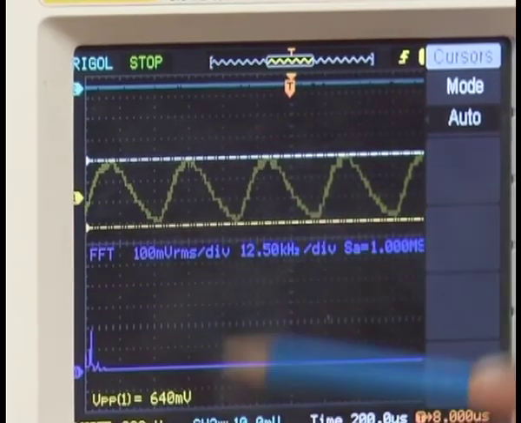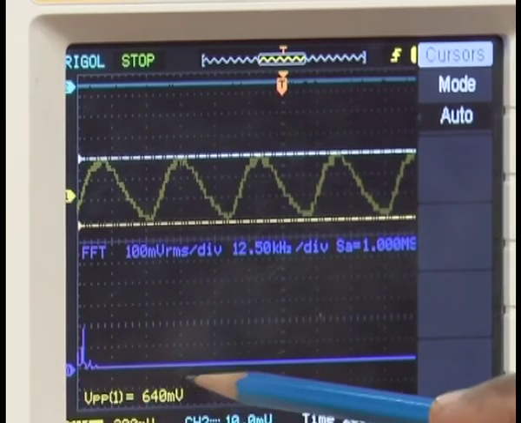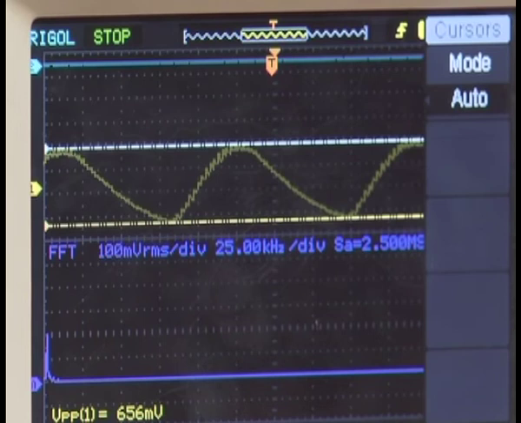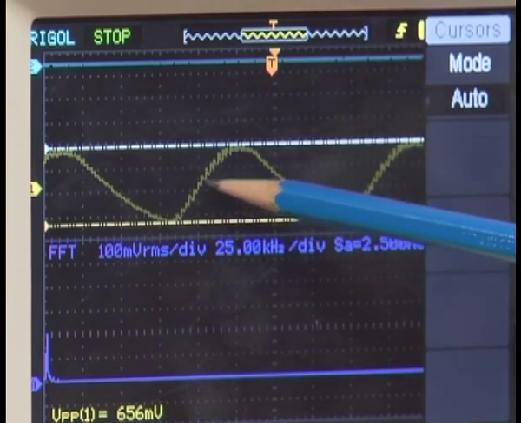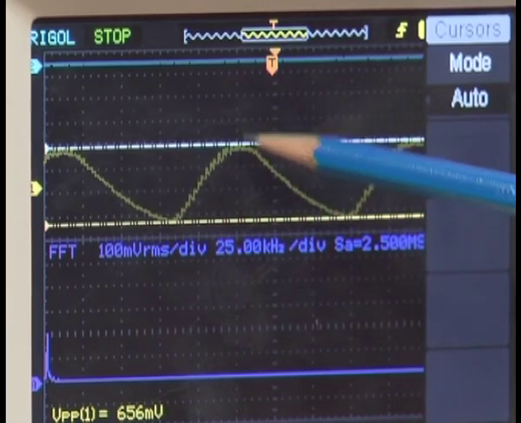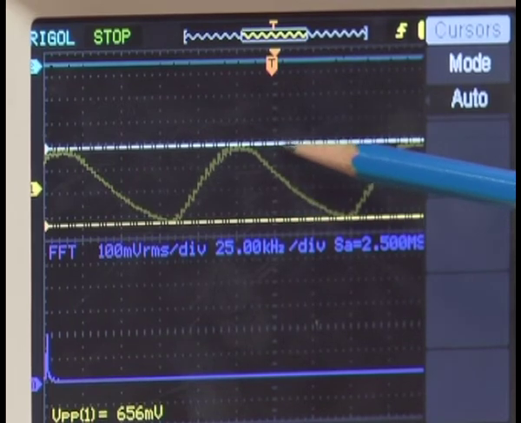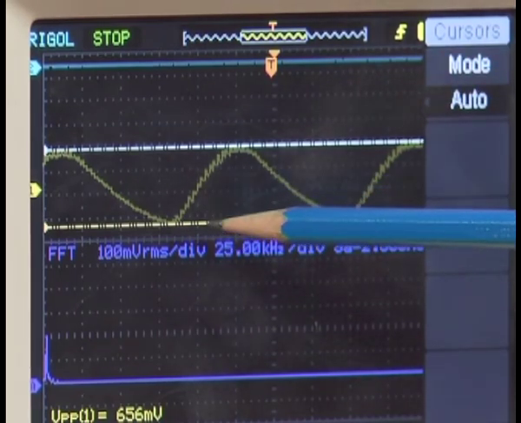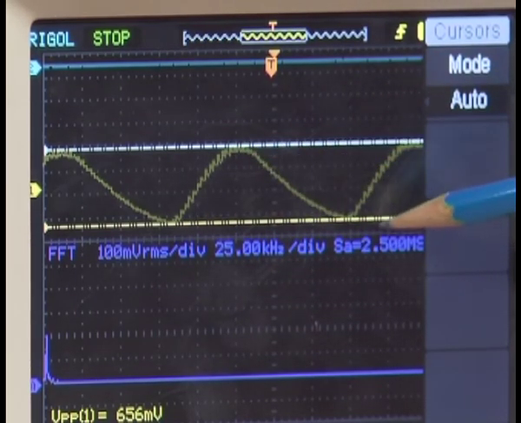V peak to peak value is about 640 millivolts. We can also see how step by step it has been constructed back to get the maximum peak of the message signal, and it will be repeated, you can see it. So, this is how the diode will demodulate the message signal.